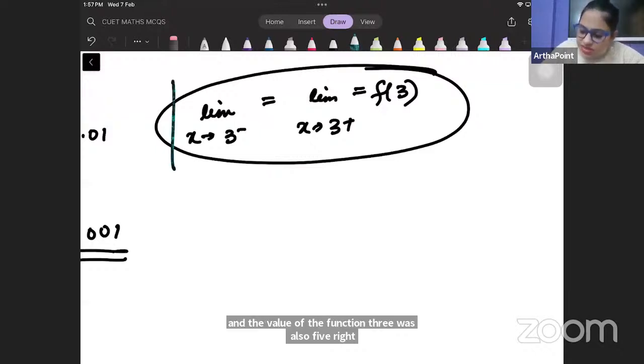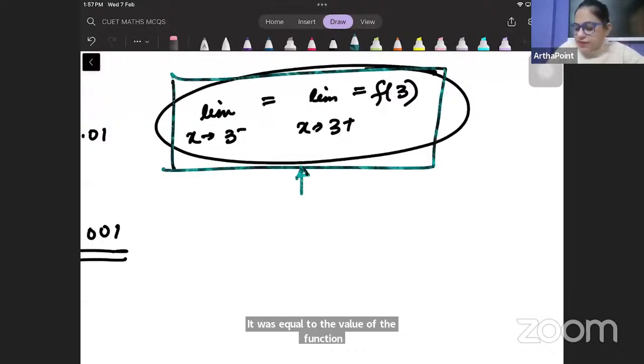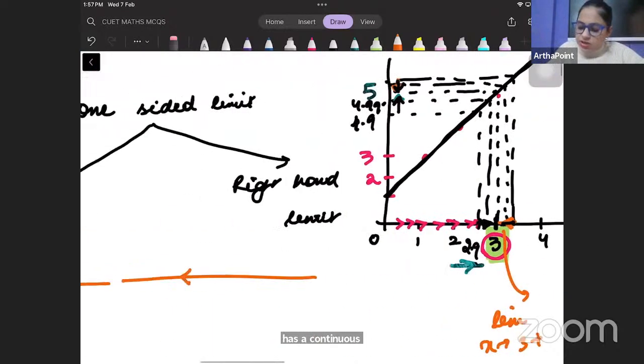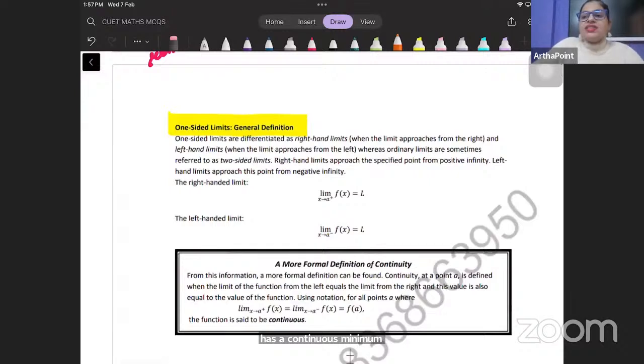Beta, if this condition is satisfied, then we say that the function is a continuous फंक्शन, माने मेरा फंक्शन एक कंटिन्यूअस फंक्शन है, right? So this is what the one side limit means. One side limit means you are trying to approach your function from two different sides. एक बारी left side से approach करो, एक बारी right side से. Is that equal to the value of the function? Yes. अगर है, then the limit of the function will exist and the function will be continuous.